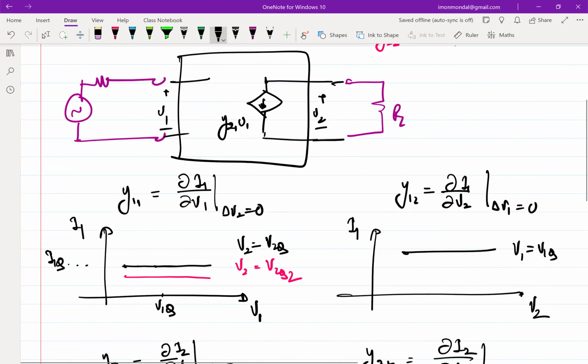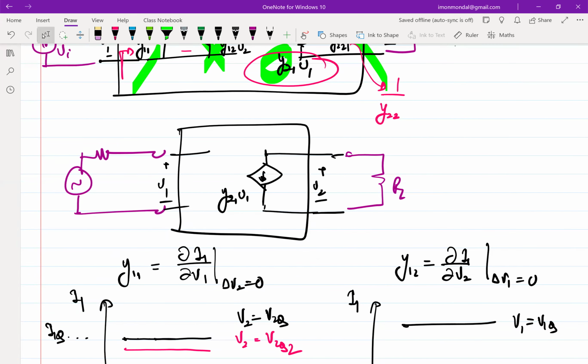Again, let's go back here. If I look at this incremental network, Y21 is the core of the amplifier, the heart of the amplifier. That is relating the information between the input port and the output port. Whatever input port voltage is across V1, that is getting transferred to the output port through this incremental network, the incremental voltage controlled current source Y21.